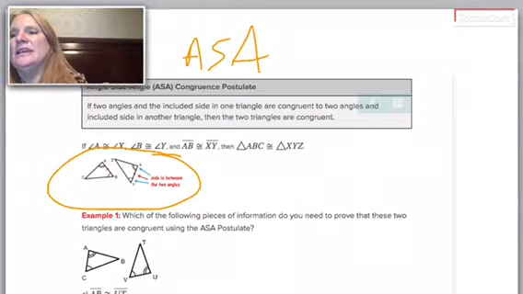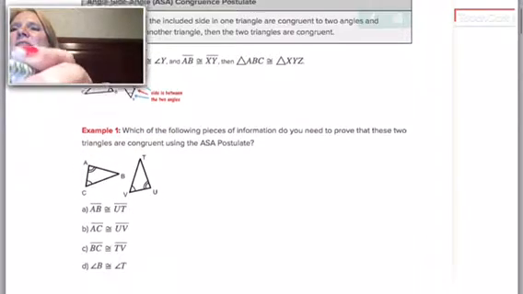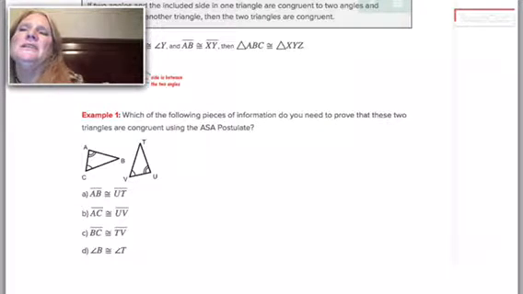So let's look at example 1. In example 1, it says, which of the following pieces of information do you need to prove that these triangles are congruent using ASA? Well, in both of these triangles, we have two angles. So what is needed is the side included between those two angles. So that is AC is congruent to UV.